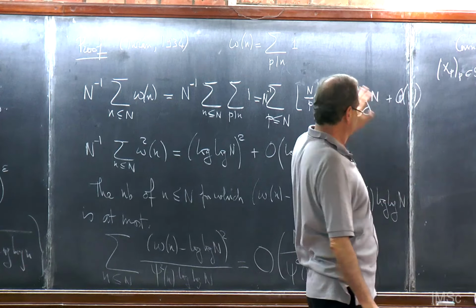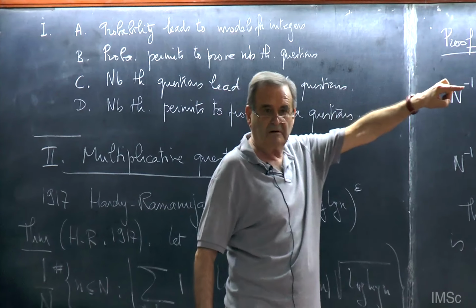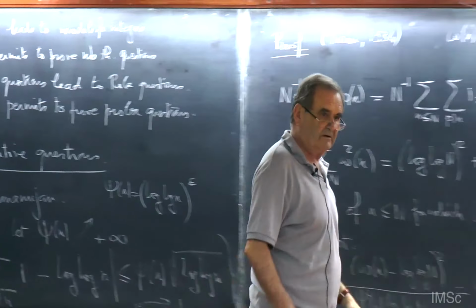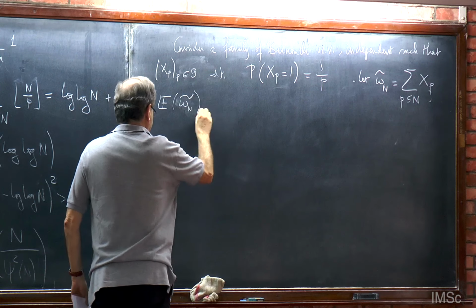So this is definitely the probabilistic model. We're exactly here. It's a model for integers. This is the model we have for integers. Quite often we are going to introduce things like that. So of course what you try to do then is to compute the expectation of omega tilde n.